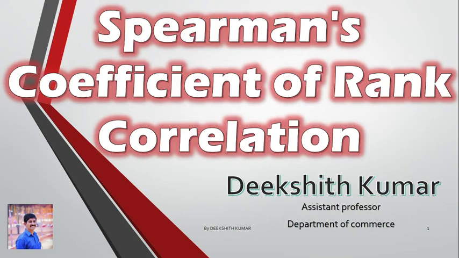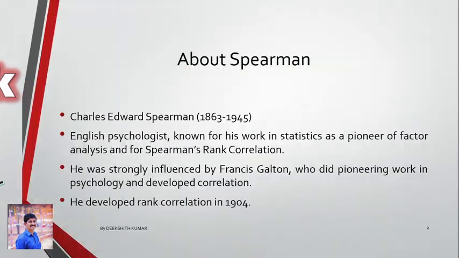In the last few videos, we have seen how to calculate Karl Pearson's coefficient of correlation. In this video, we are going to study Spearman's coefficient of rank correlation. Karl Pearson's coefficient of correlation is called the product moment coefficient of correlation, whereas Spearman's coefficient of correlation is called rank correlation. Before going to the concept, let us see who Spearman is.